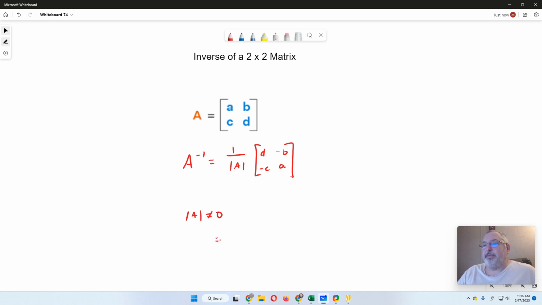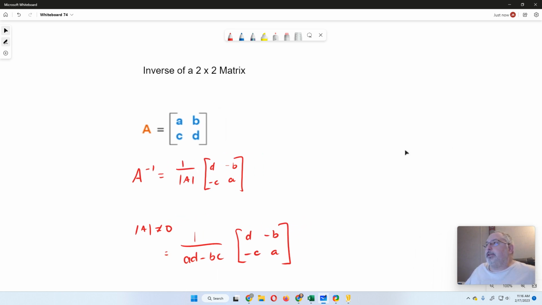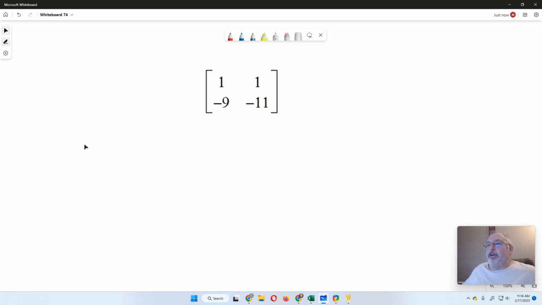So let's simplify this so we know exactly what we're doing here. This is 1 over AD minus BC. And then we're going to multiply that by D, opposite of B, opposite of C, and then A. So that's going to be our matrix rule. And then, AD minus BC can't equal 0 because we can't divide by 0. All right, so let's take a look at our first example.